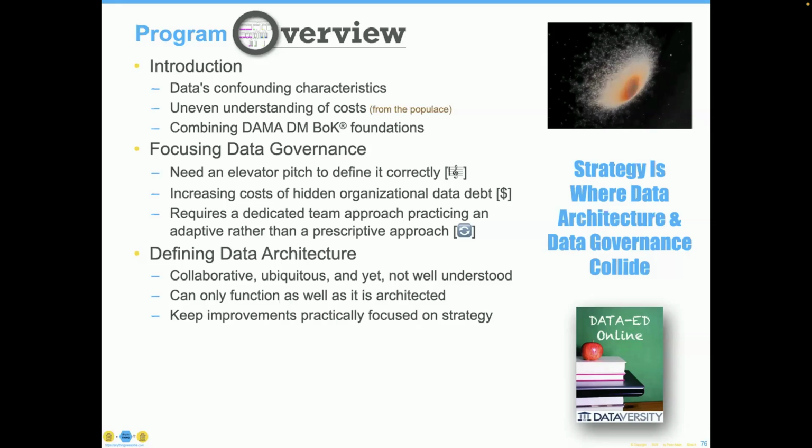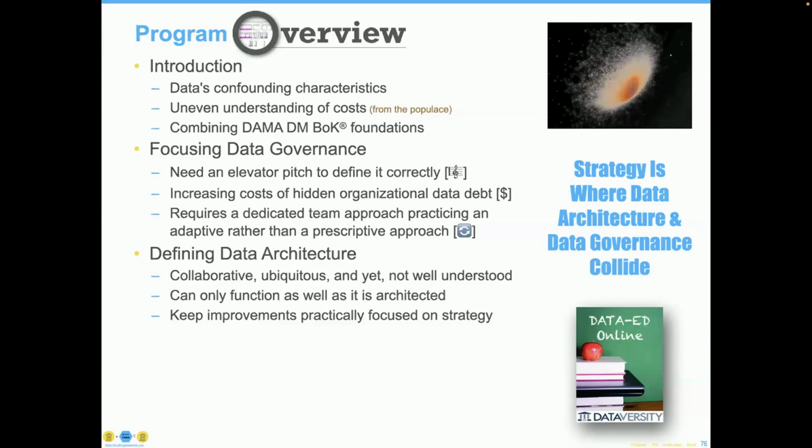But whatever you put together can only function as well as it is architected. It's just very, very difficult to re-architect when something has been architected. Most organizations aren't able to do this. You fine tune, you try and change the battleship by moving it a little forward and a little backwards, and turn it all the way around. But it's a non-trivial process, particularly for large organizations, and it helps to keep the improvements practically focused on strategy.